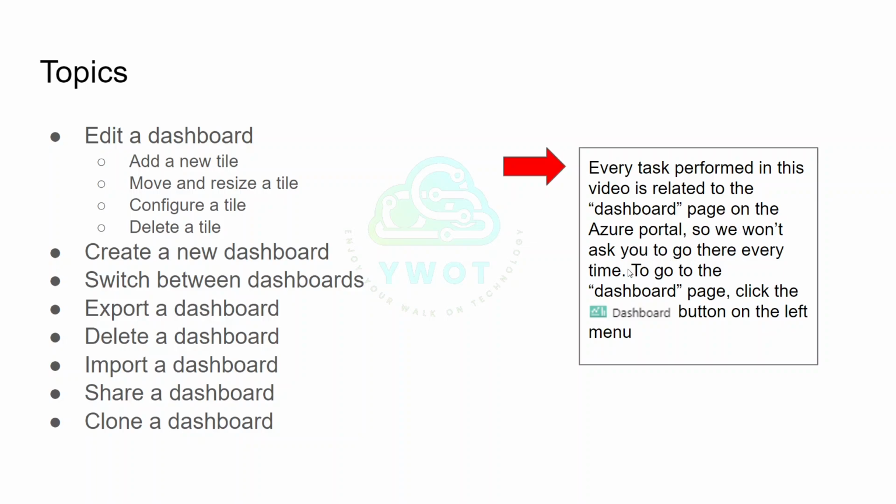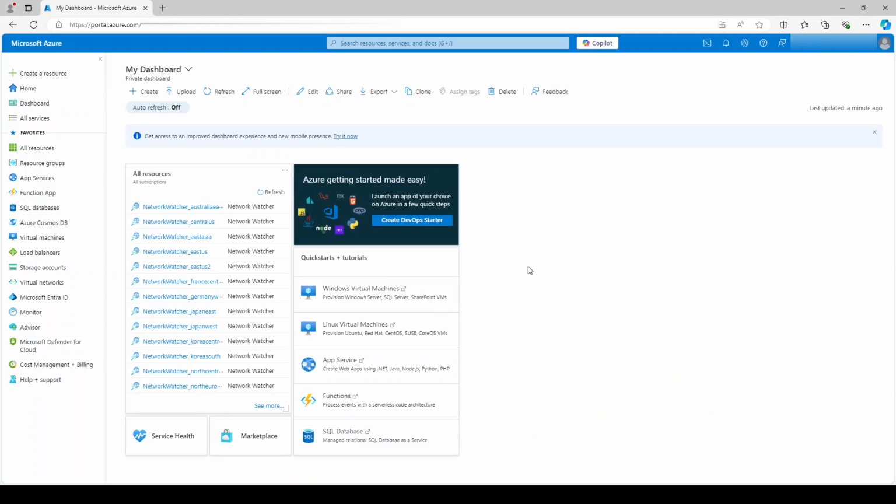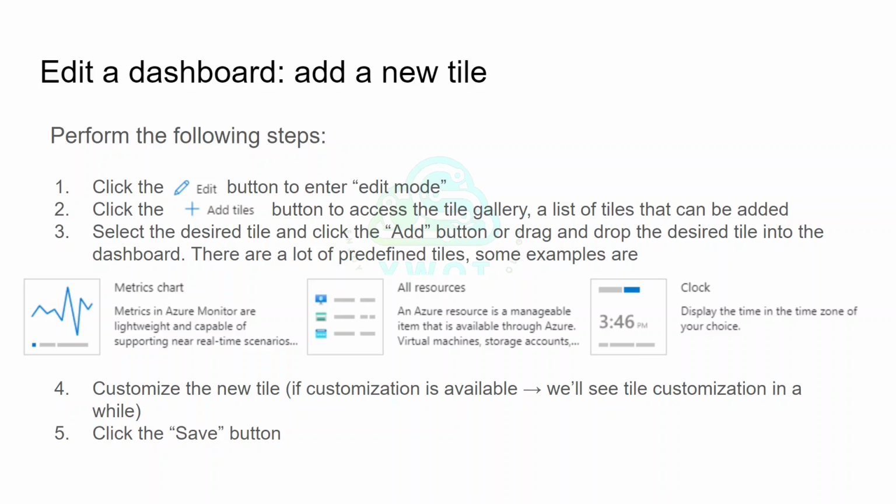Every task performed in this video is related to the dashboard page on the Azure portal, so I won't ask you to go there every time. To go to the dashboard page, you need to click on the dashboard button on the left menu. Okay, so let's go to the Azure portal. As I said before, all the tasks in this video are related to the dashboard page. To go to the dashboard page, you need to click the dashboard menu here on the left, and you will enter the dashboard page. Okay, let's start.